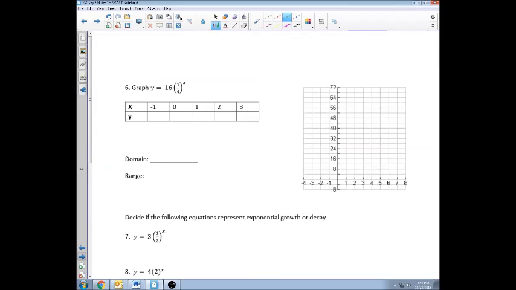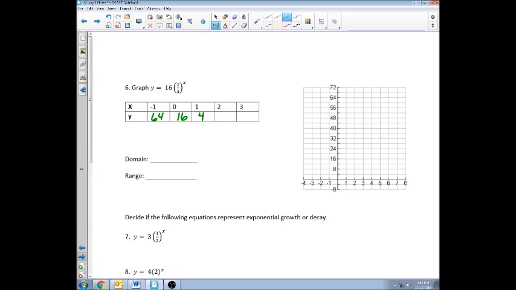On to the back. We need a graph. Y equals 16 times 1/4 raised to our different powers. Again, I'm just going to take -1, put it in for x. If I do that, type it through my calculator, I end up with 64. If I put 0 in for x, 1/4 raised to the 0 power would be 1. 16 times 1 is 16. If I put 1 in for x, 1/4 raised to the first power is 1/4. 16 times 1/4 would get me 4. It's the same thing as 16 divided by 4.